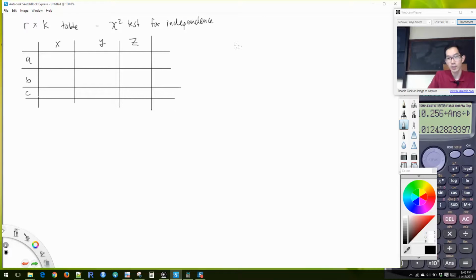All right, so this would be the data, and then the expected counts. You have to create your table of expected counts. And the expected counts are found exactly as we did before: row total times column total, divided by your grand total, or n.